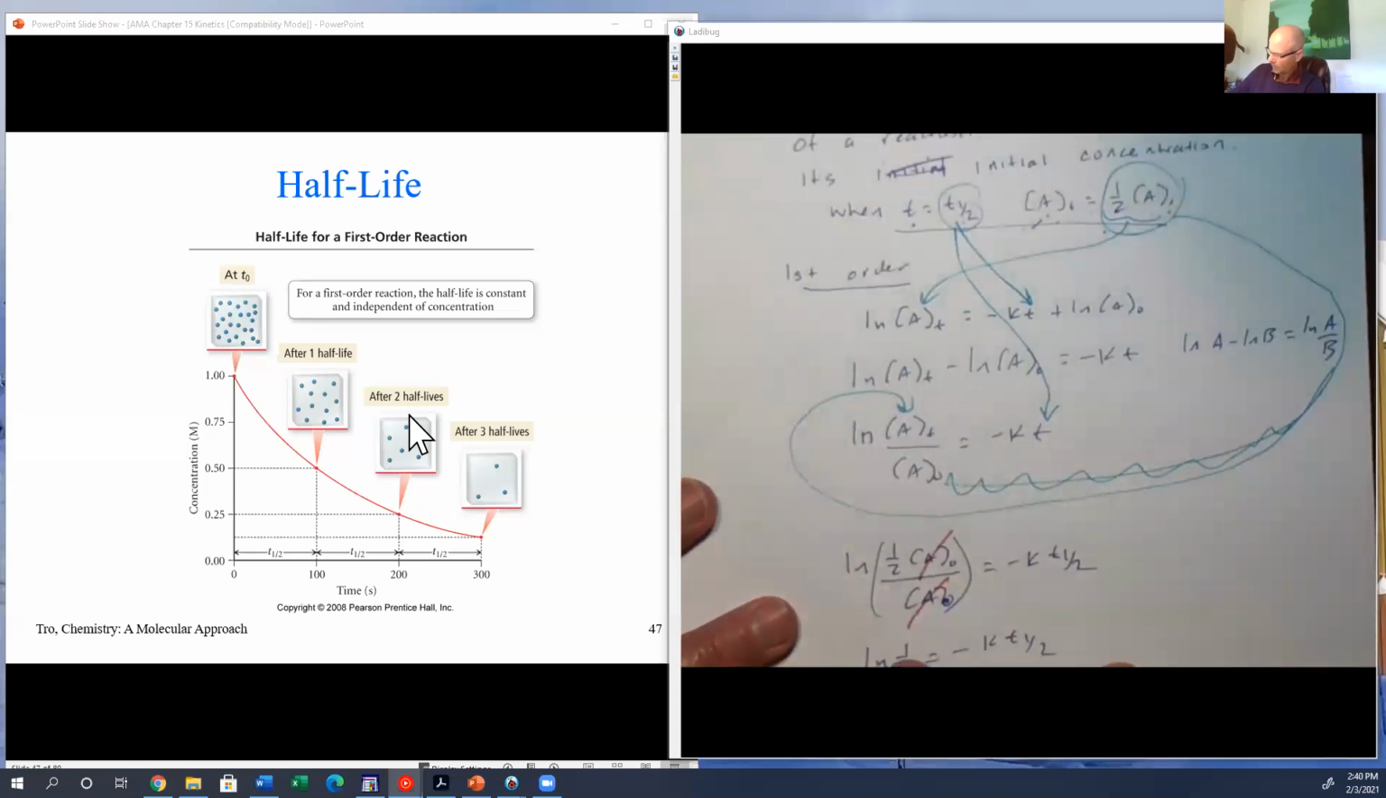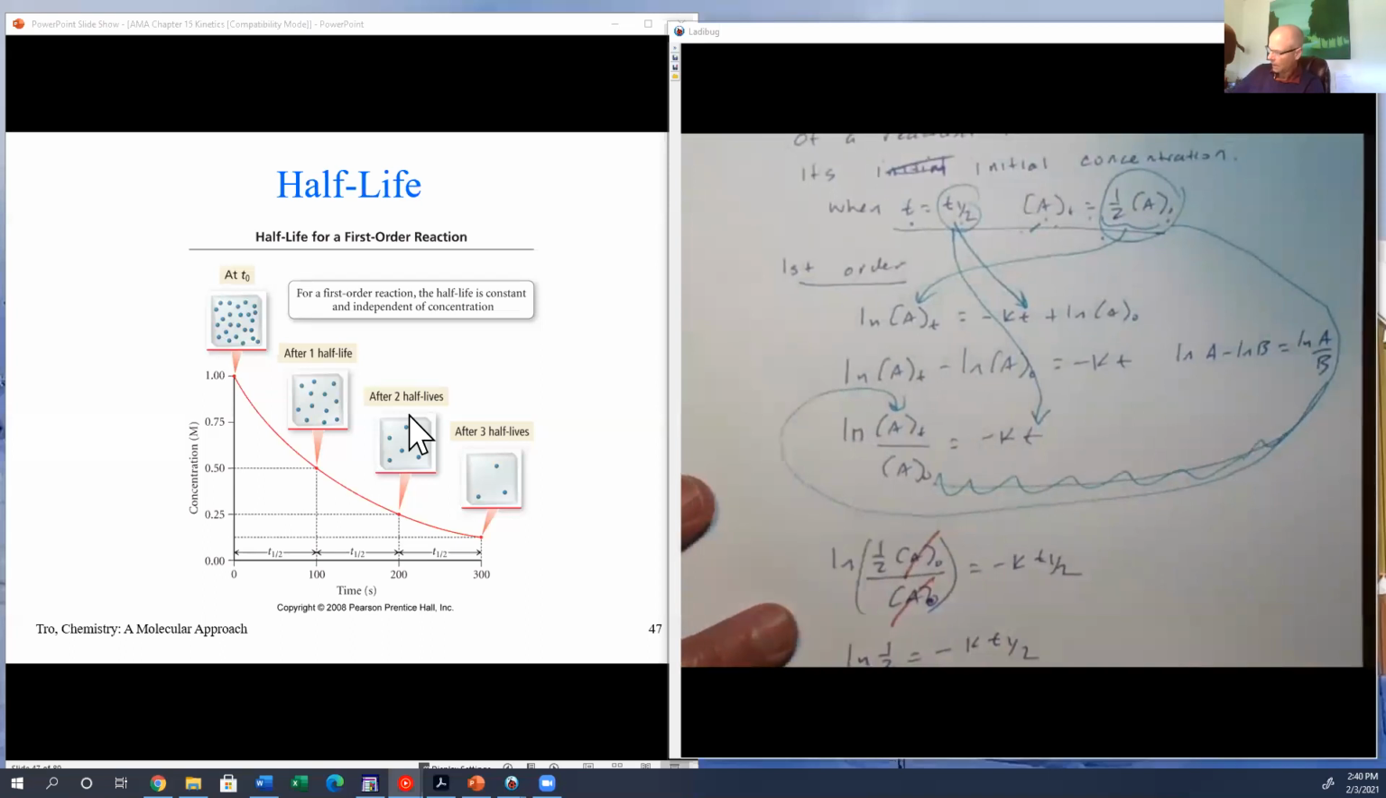So I get T 1/2 is equal to log of 1/2 divided by minus k. Log of 1/2 is minus 0.693 divided by minus k.